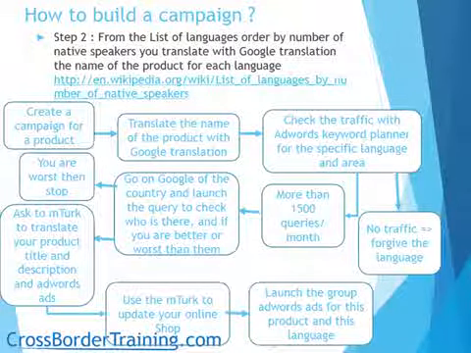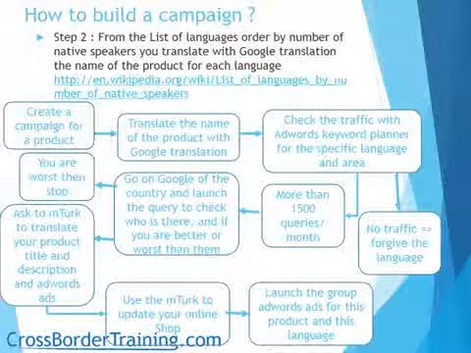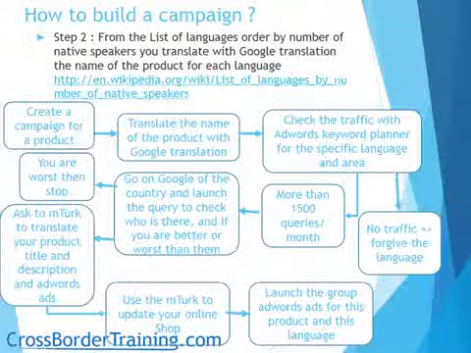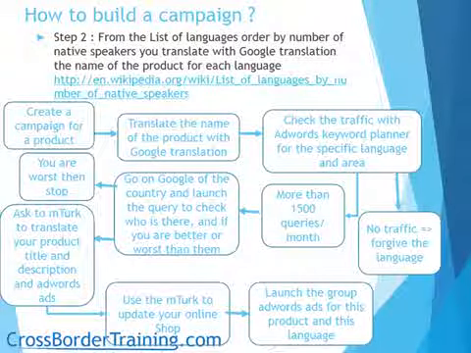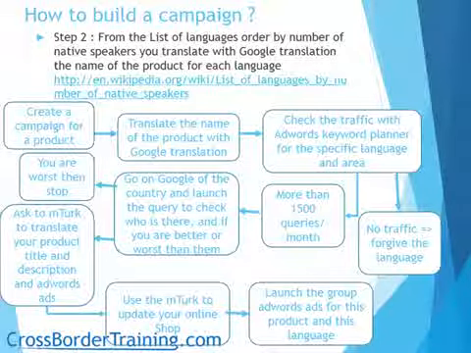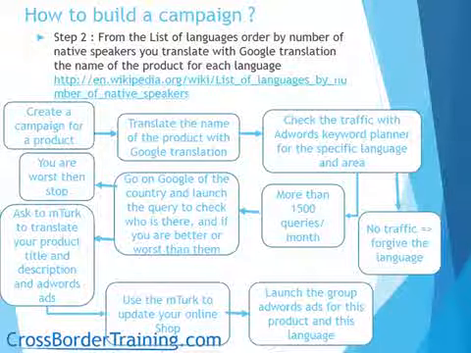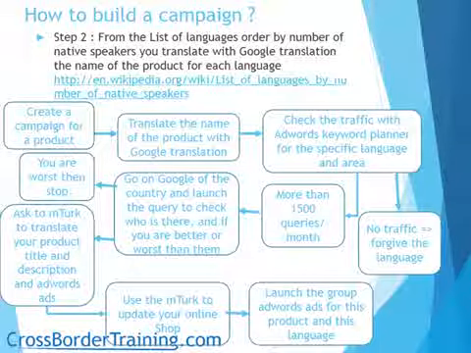So from this list you check for each campaign, which means each product. You first translate with Google Translation the name of the product, just to have the name. It's just one or two words. You can use Google Translator, it's okay. You translate it, and with this you check on Adwords keyword planners if there is some traffic for this specific language. So you check if people are looking for this product.